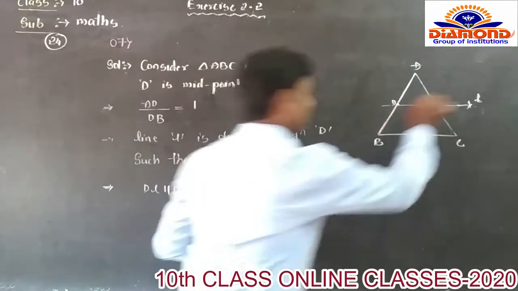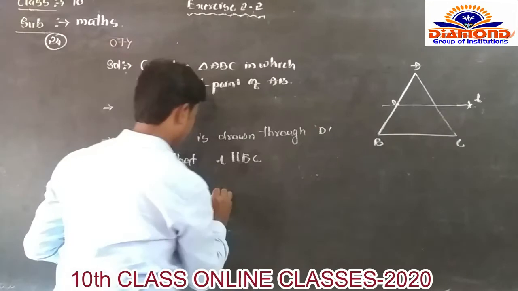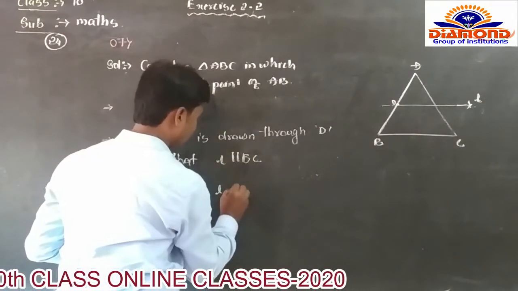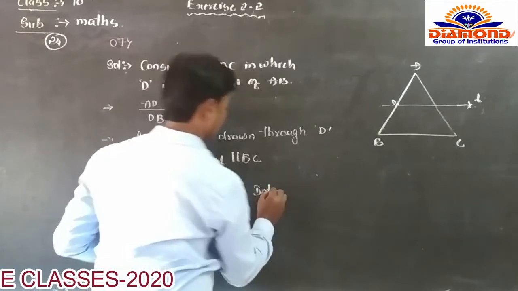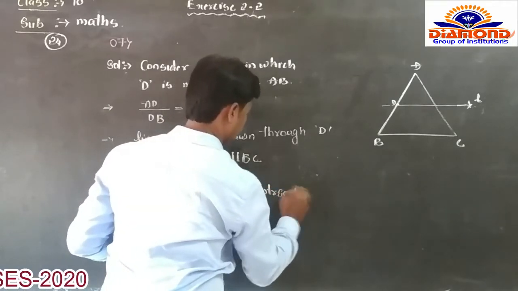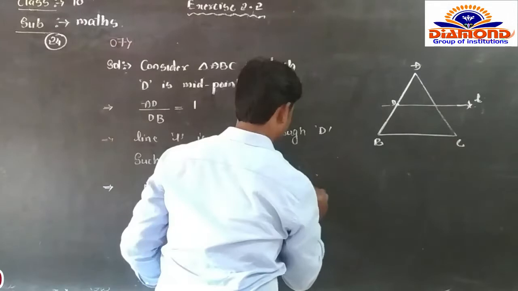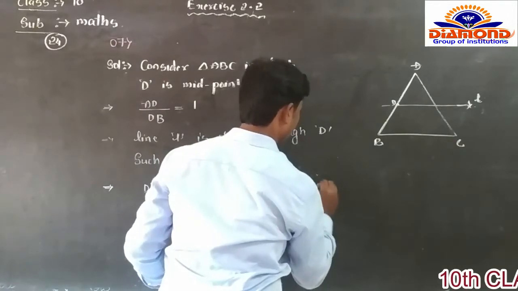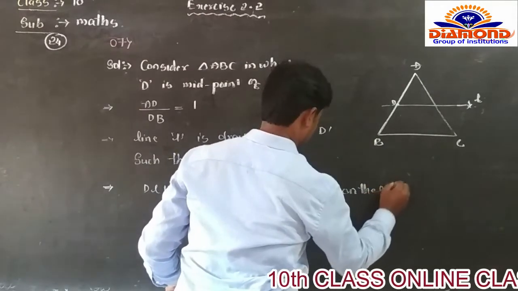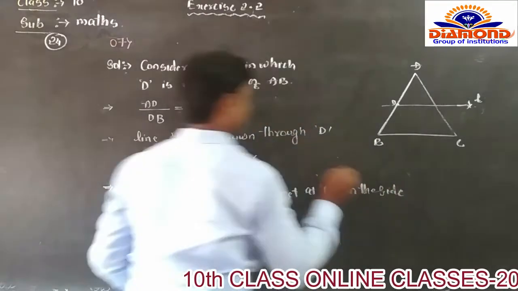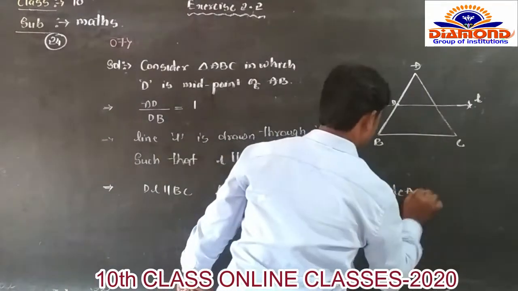Then this line L intersects at E on the side AC.